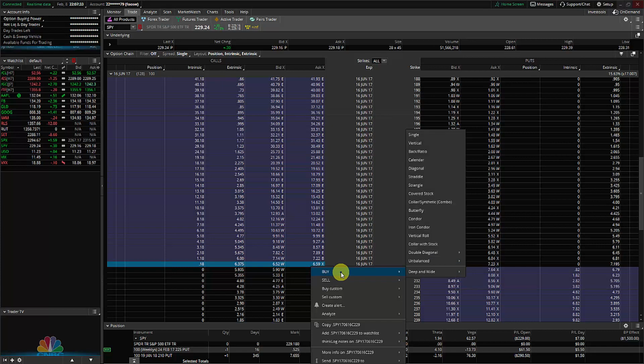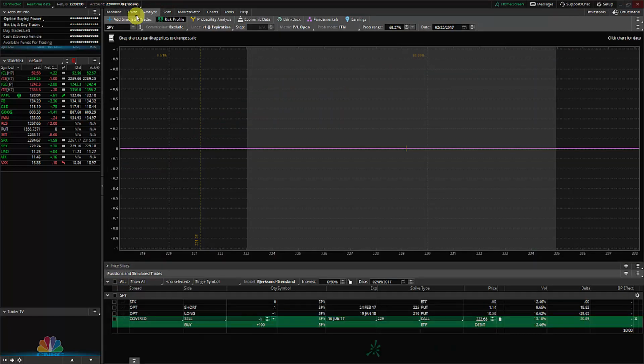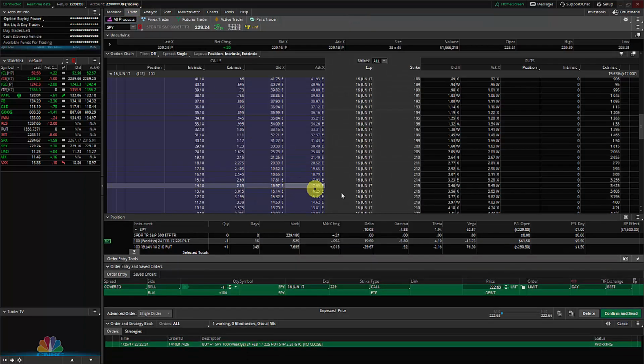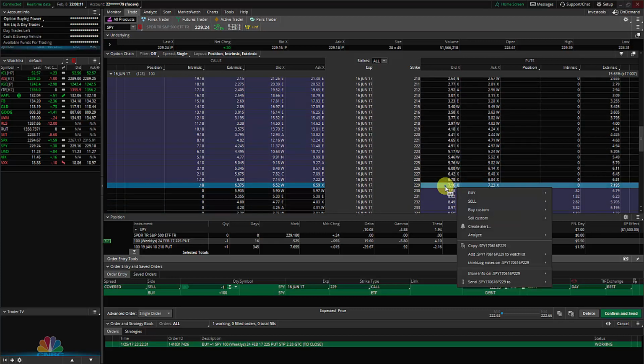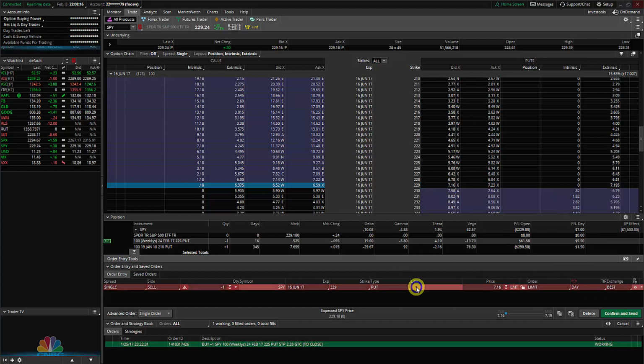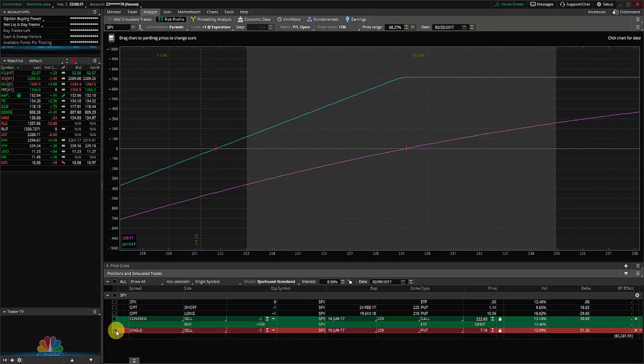And we can just buy a covered stock to confirm you are buying 100 shares of the stock and you're selling one call this expiry at the 229 strike, and we can just analyze the trade, but we will come back to this later. Let's look for a naked put that is also 229 with the same expiry. That will be this one. If we are doing a naked put, we are going to sell, and we will come back to this later.